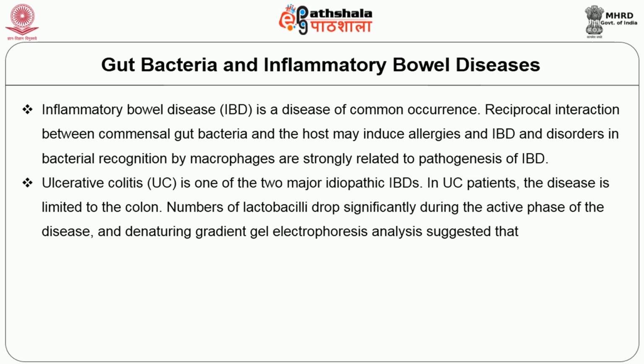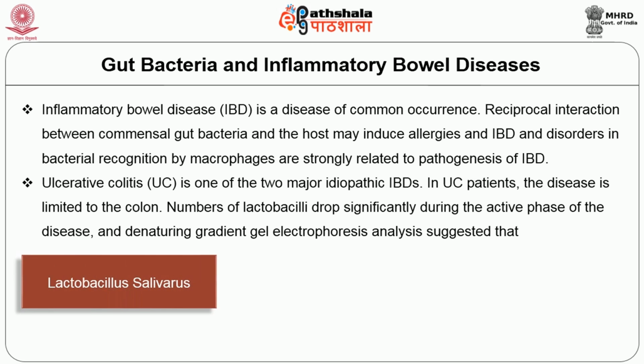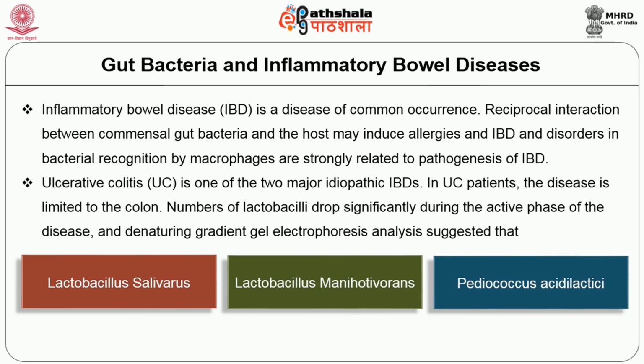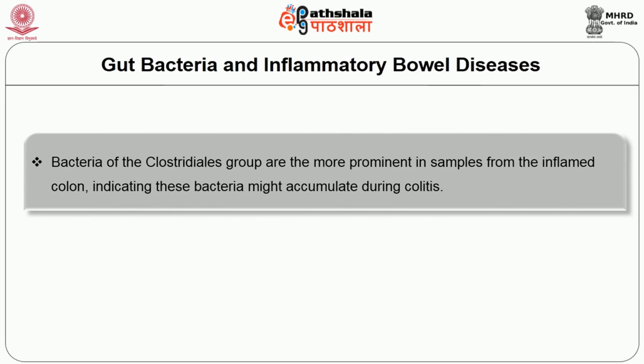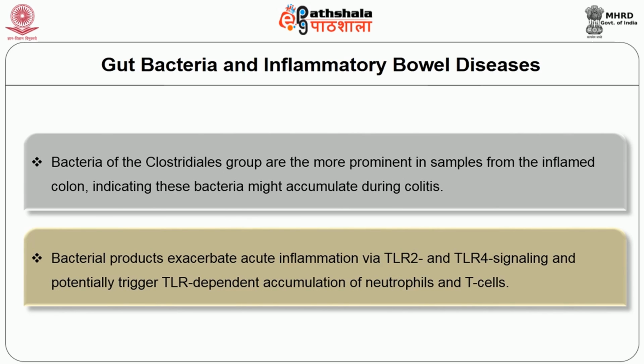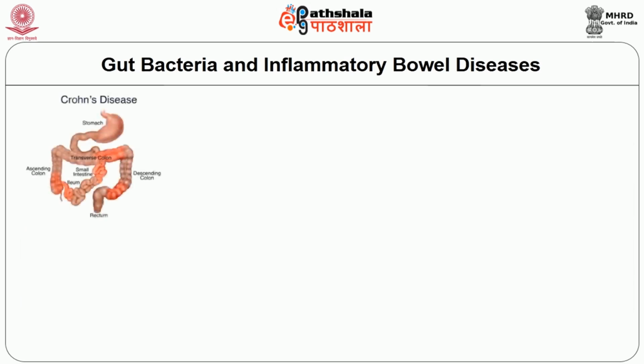The number of lactobacilli drops significantly during the active phase of the disease, and denaturing gradient gel electrophoresis analysis suggests that Lactobacillus salivarius, Lactobacillus manihotivorans, and Pediococcus acidilactici were present in remission but not during active inflammation. Bacteria of the Clostridiales group are the most prominent in samples from the inflamed colon, indicating these bacteria might accumulate during colitis. Bacterial products exacerbate acute inflammation via TLR2 and TLR4, and signaling potentially triggers TLR-dependent accumulation of neutrophils and T cells.